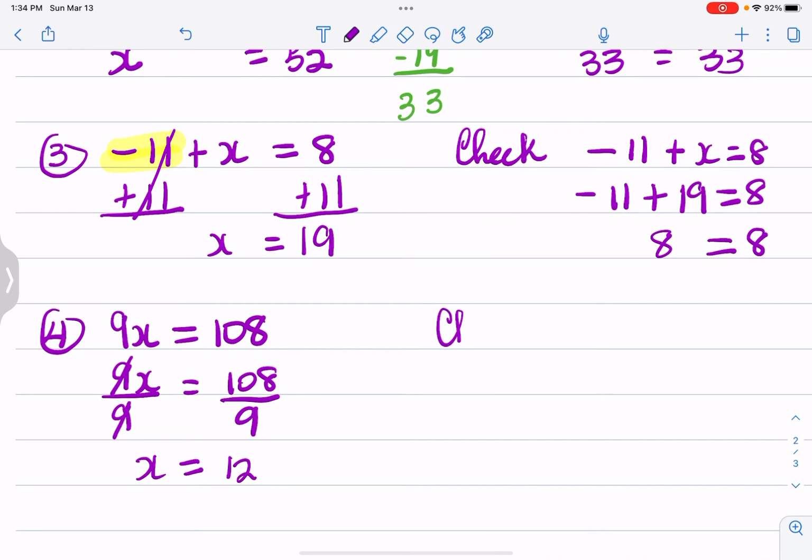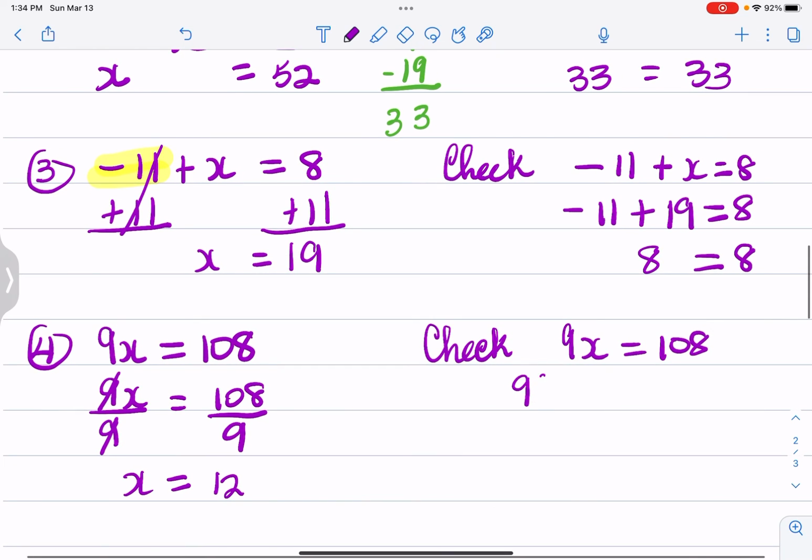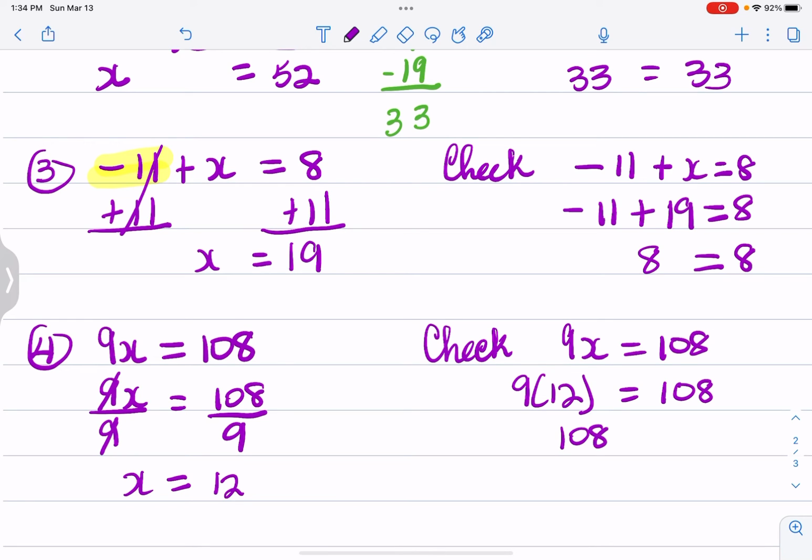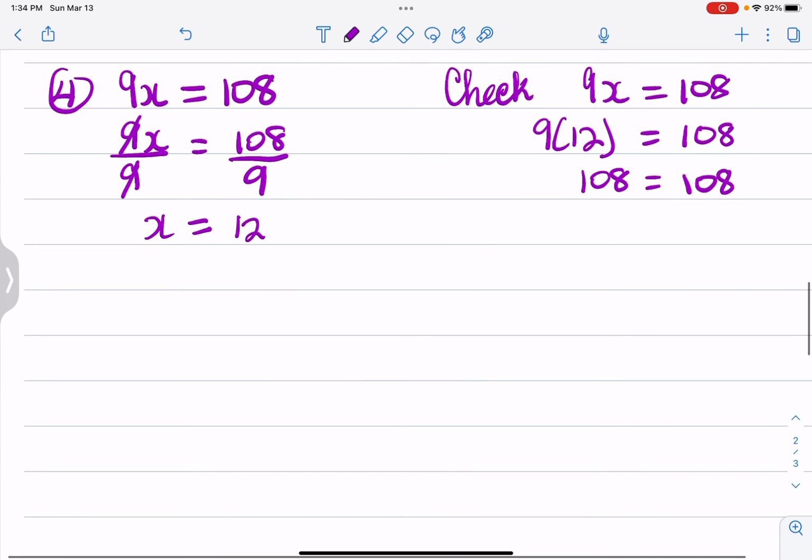Again, checking our answer is a very important part of solving equations. Again, 9x means 9 times x. Substitute the value of x, so 9 times 12 equals 108. 9 times 12 is 108, and that does equal 108. That proves my answer to be correct.